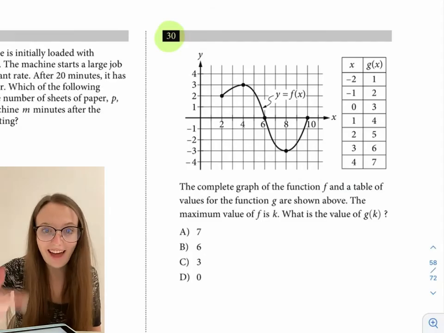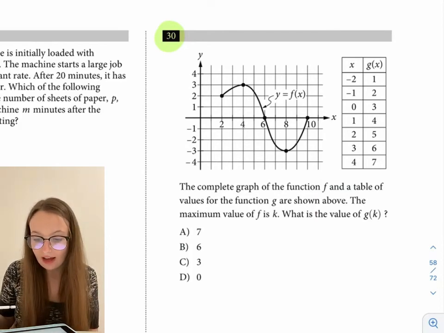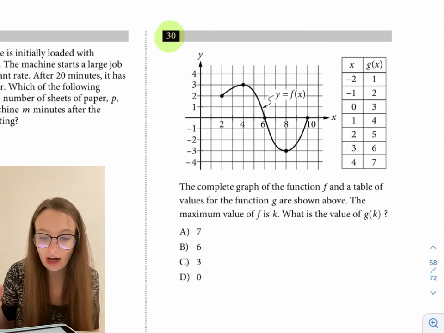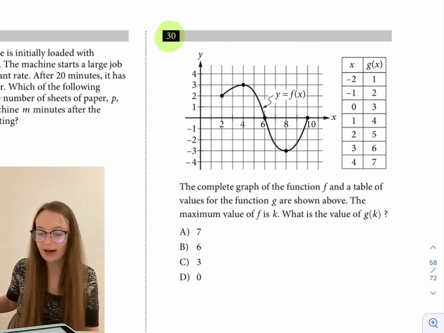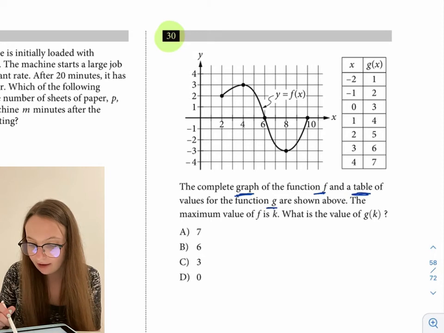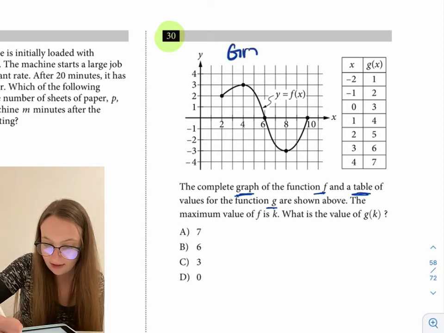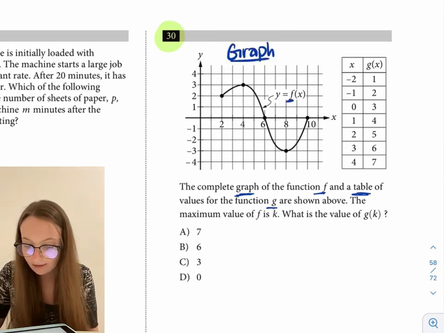All right, and last but not least, we have number 30. So I feel like number 30 looks very complicated, but it's actually not that bad. So they tell us that we're given a graph of the function f and a table of the function g. The maximum value of f is k. Okay, so f, we know that that's on the graph. So this is the function f, as they told us right here. The maximum value of f is k.